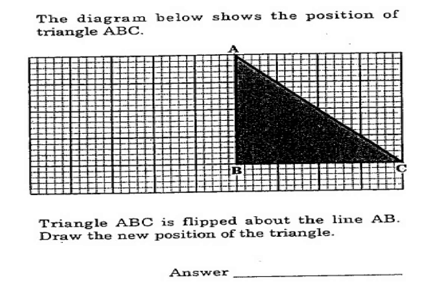So this question, they give us a triangle A, B, C on a grid. Basically what they're telling us is that they're showing us the position of the triangle ABC, and they want us to draw a triangle that is flipped. So they're saying triangle ABC is flipped about the line AB. Draw the new position of the triangle.